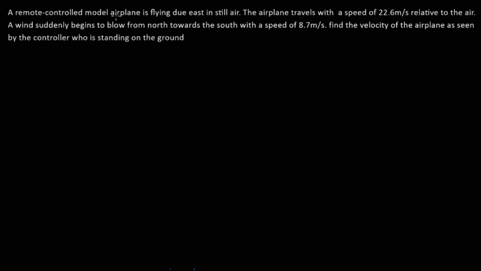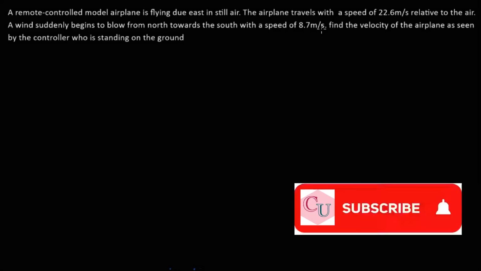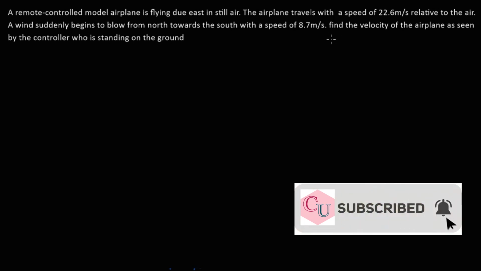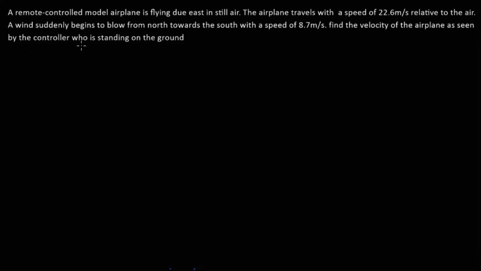A remote controlled model airplane is flying due east in still air. The airplane travels with a speed of 22.6 meters per second relative to the air. A wind suddenly begins to blow from north towards the south with a speed of 8.7 meters per second. Find the velocity of the airplane as seen by the controller who is standing on the ground.